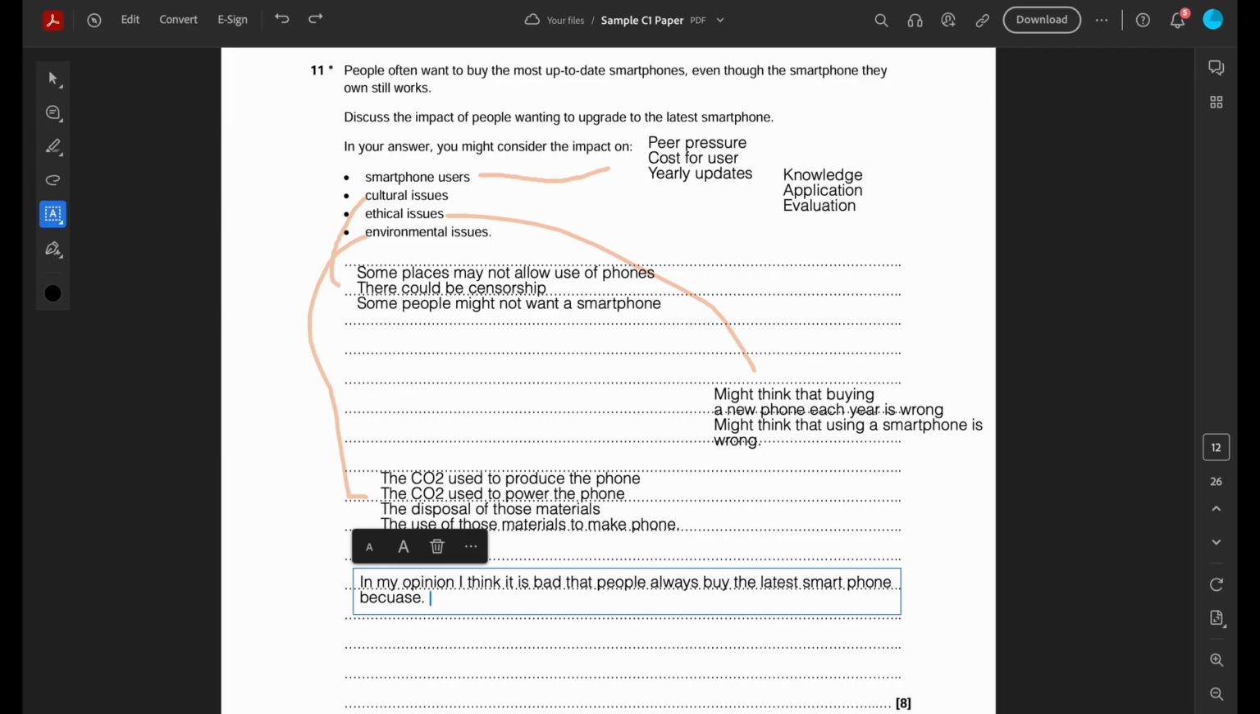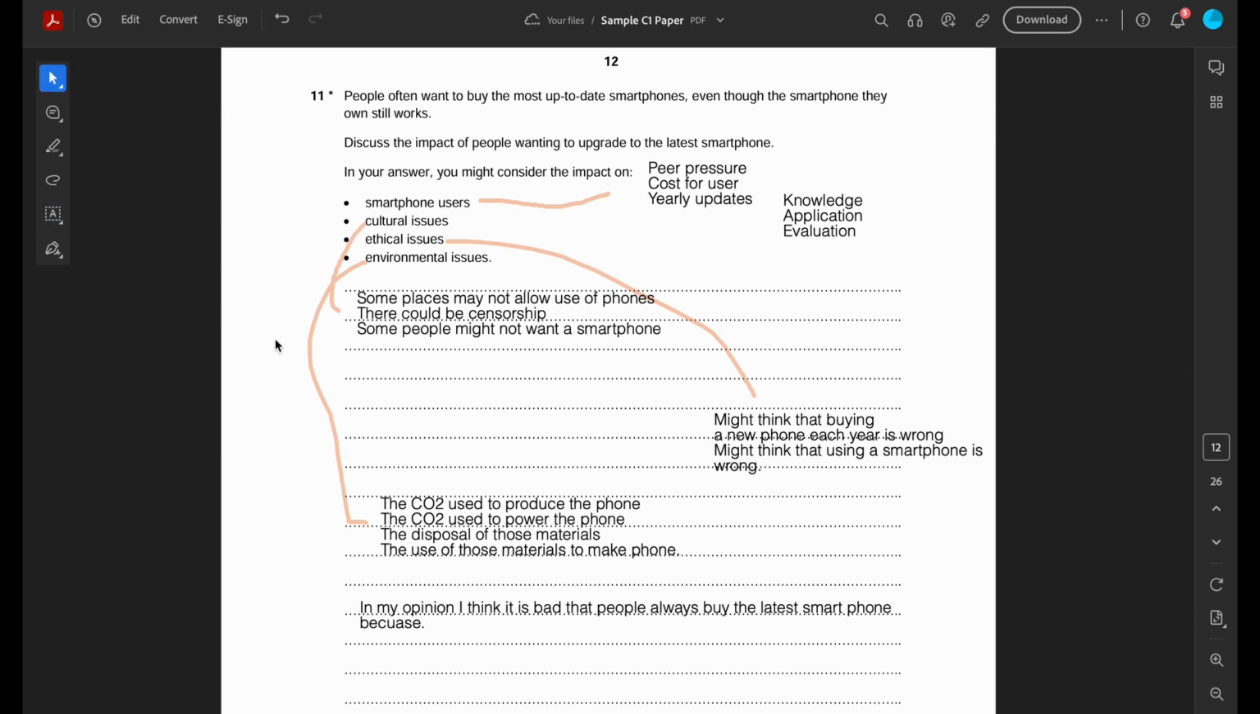Did they make good knowledge points? Did they apply those answers? Have they got a good evaluation? And often, sometimes, some questions you read and you go, does that really need an evaluation? Yes, always write an evaluation.